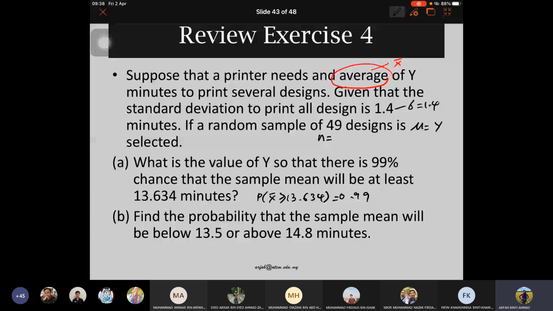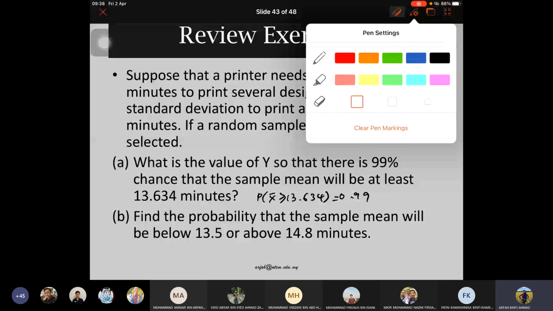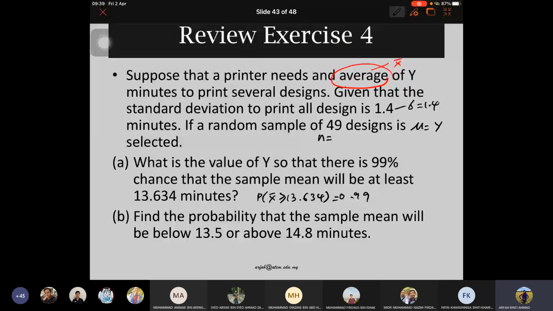Suppose that a printer need an average. So, dia punya parameter yang kita berminat adalah X bar sebab ada perkataan average. Okay. Dan information yang dia bagi sigma 1.4, N sama dengan 49. Okay. So dalam soalan ni, what is the value of Y so that there is 99% chance the sample mean will be at least 13.634. So probability of X bar greater than 13.634 sama dengan 0.99.